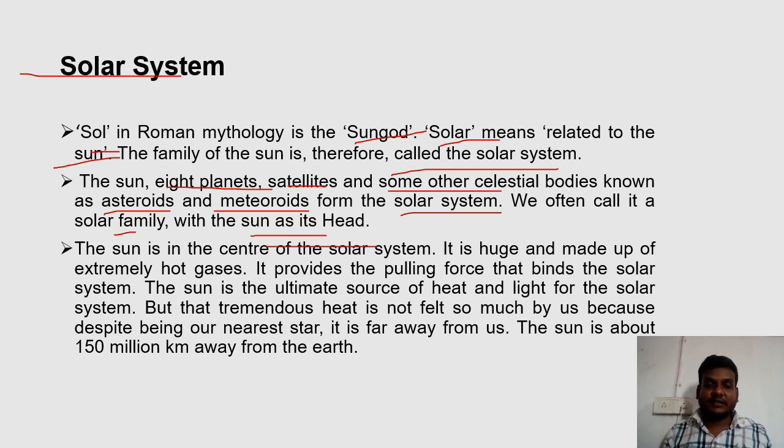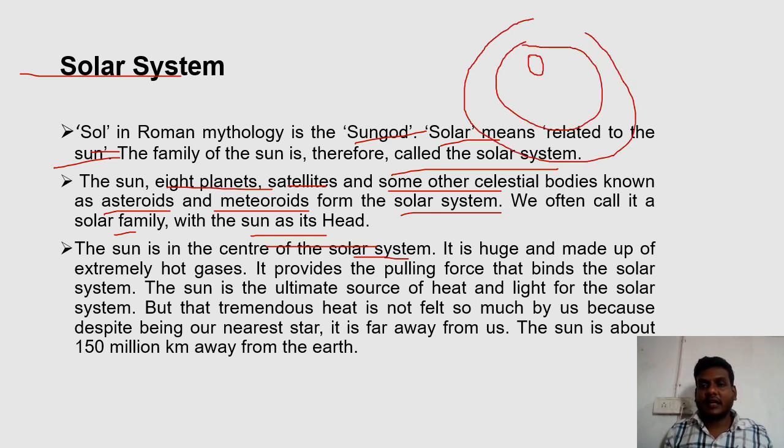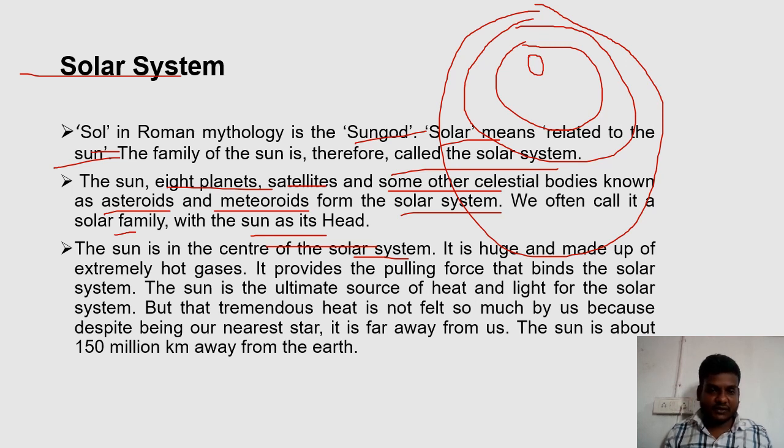The sun is the center of the solar system. All the planets rotate around it. Okay, I hope this picture is clear for you. The sun is made of extremely hot gases. It provides the pulling force and winds of the solar system. The sun is an unlimited source of heat and light for the solar system.